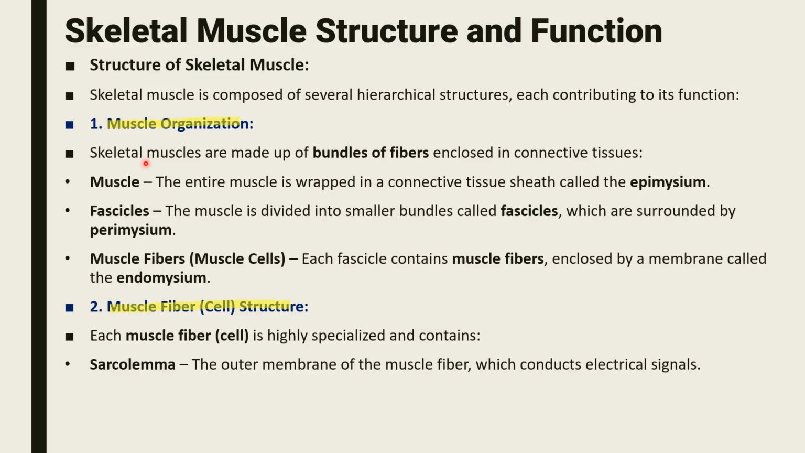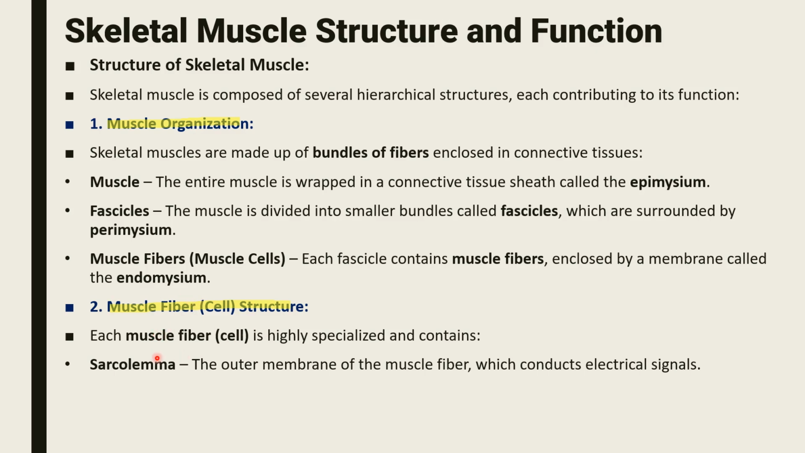Skeletal muscles are made up of bundles of fibers enclosing connective tissues. Muscles: the entire muscle is wrapped in a connective tissue sheet called the epimysium. Fascicles: the muscle is divided into small bundles called fascicles, which are surrounded by perimysium and contain muscle fibers. Muscle cells: each fascicle contains muscle fibers enclosed by a membrane called the endomysium.